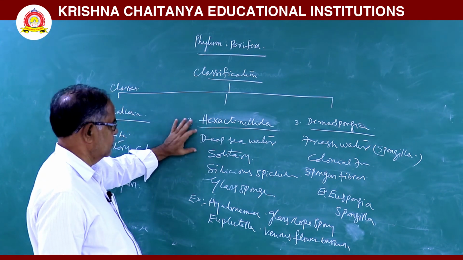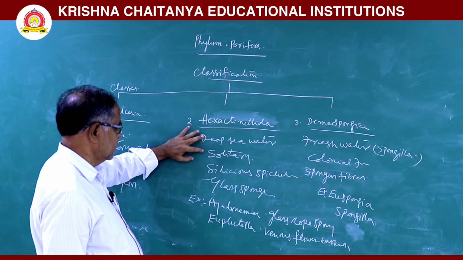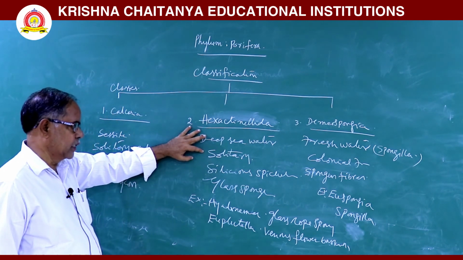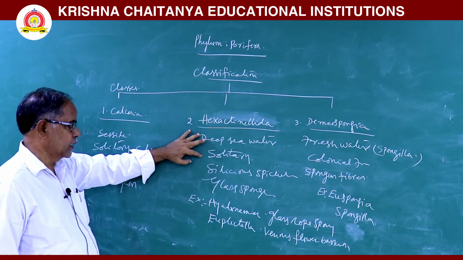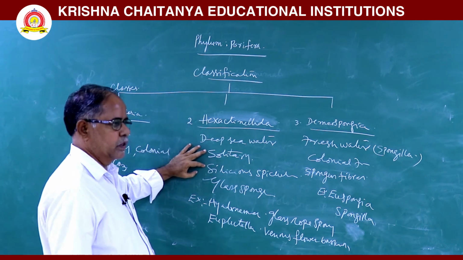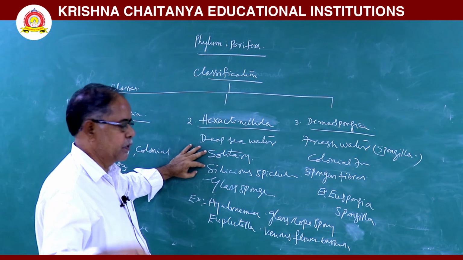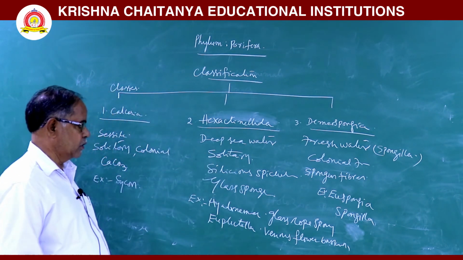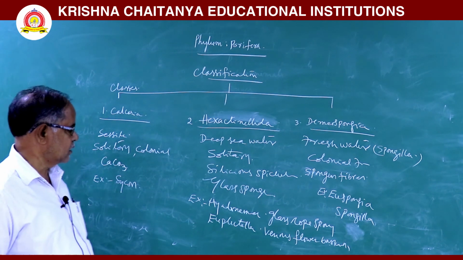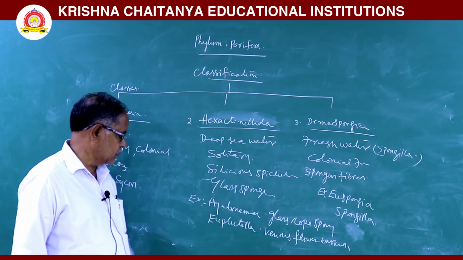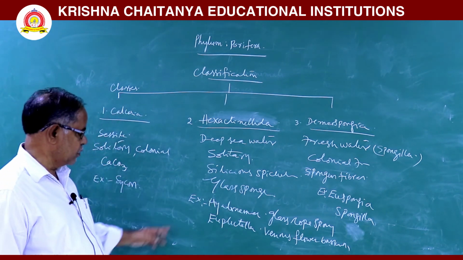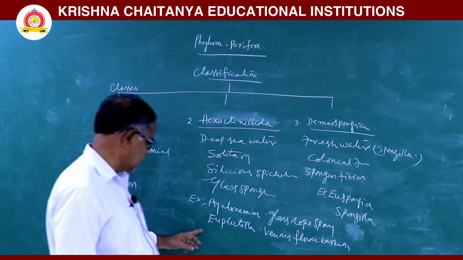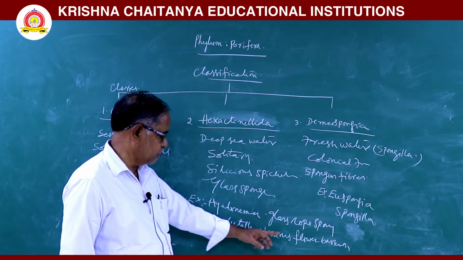Next, Hexactinellida live in deep sea water. They are solitary animals. Here, spicules are made up of silicon dioxide. Six-rayed spicules are there. The body is very transparent, looks like glass. That's why these are generally called glass sponges. Example, Hyalonema, called a glass rope sponge. Next, Euplectella, that is Venus flower basket.